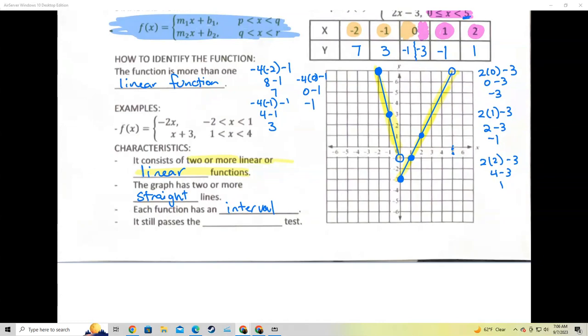But because it's a function, it still passes the vertical line test. You remember the vertical line test was you keep drawing vertical lines, and it should only touch your graph exactly once, or at most once. And remember that right here on this one, it's still only touching once because it's not touching at the top, but it is touching on the bottom, okay?